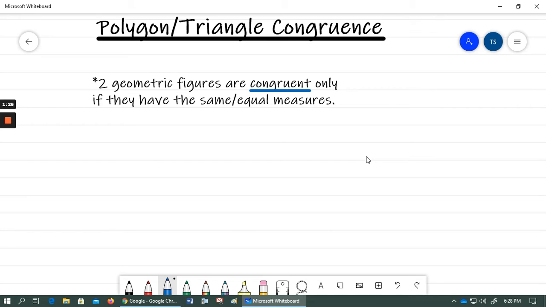All right. So again, guys, we could be talking about a simple geometric figure like a line segment, like two line segments being congruent. If two line segments are congruent, that means those two line segments have equal measures. We could be talking about a simple geometric figure like an angle, so two angles are considered congruent angles if they have the same measure, right?